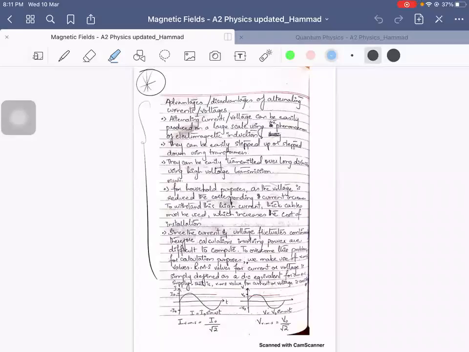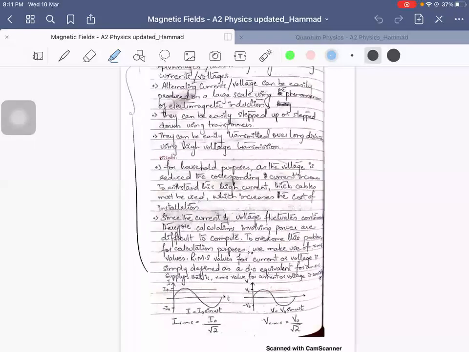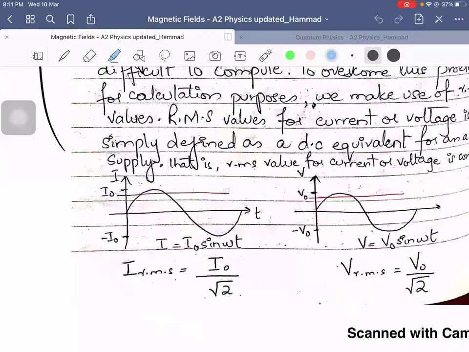Please understand that alternating currents cannot be directly used up. You can't have a fluctuating voltage, so you need a DC equivalent, right? That DC equivalent, let's say if I were to talk about current, and this wave is my alternating current wave, I can never use it.